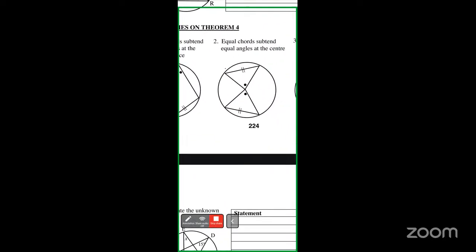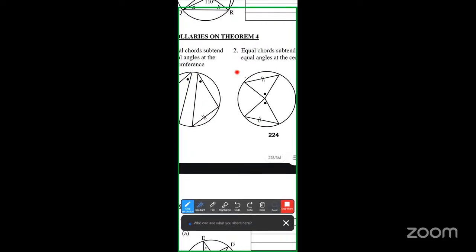We have got this triangle right here, and that triangle right there. And then we've got the chord as the side of the triangle. We also have the chord as the side of this triangle. And those chords are equal. Just remember, equal chords subtend equal angles, those angles that are opposite those equal chords.